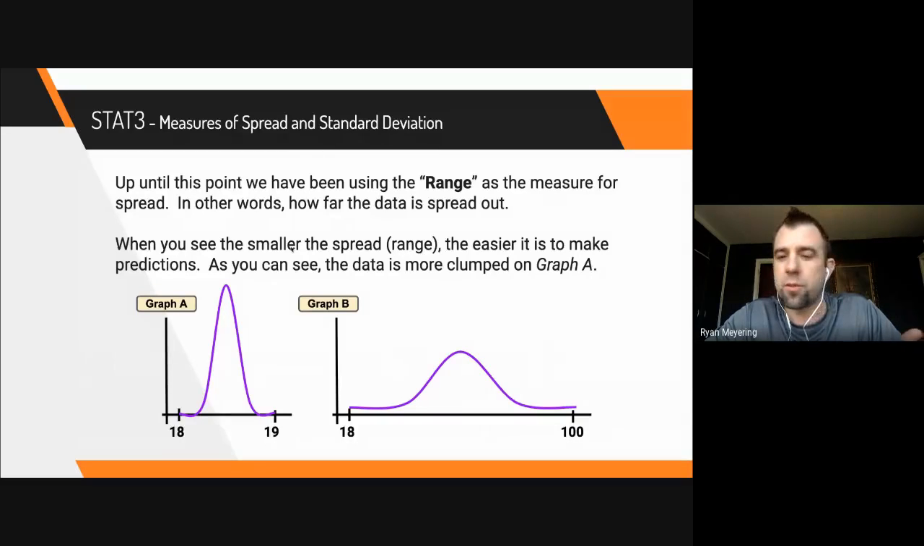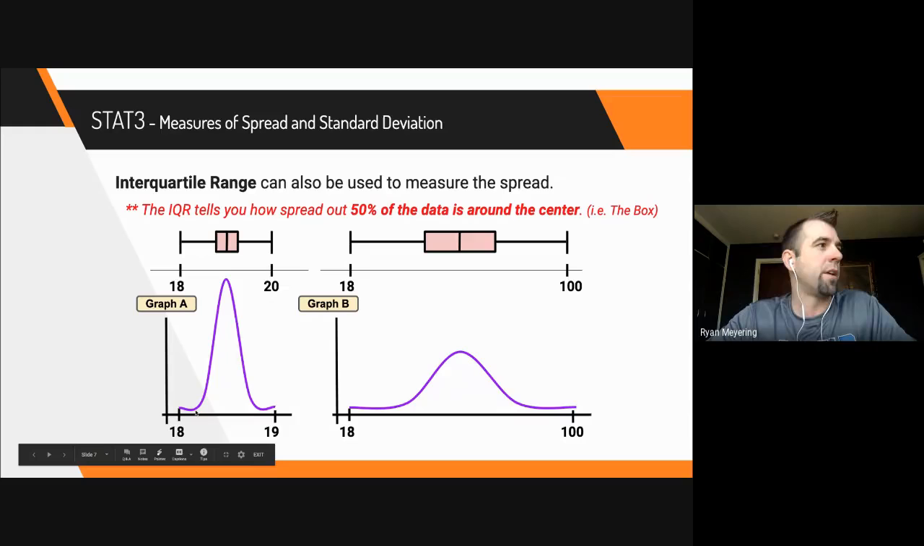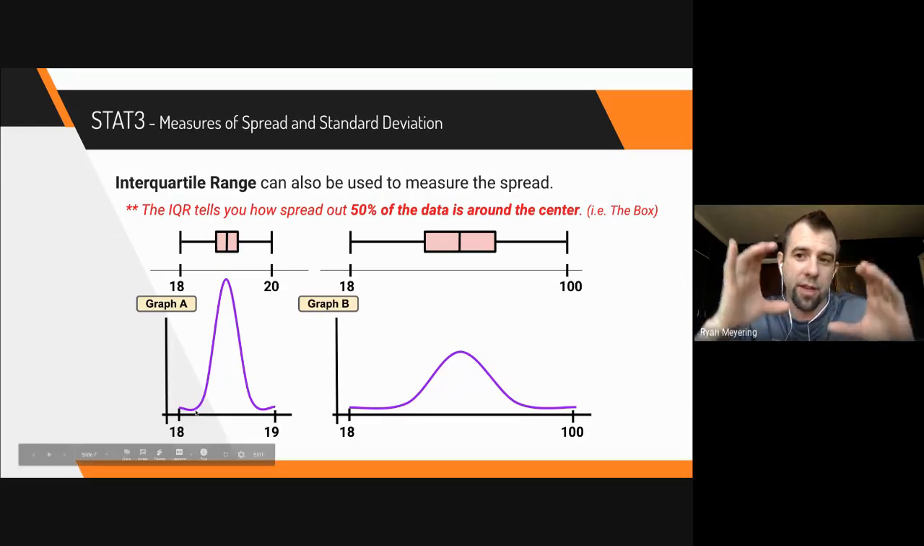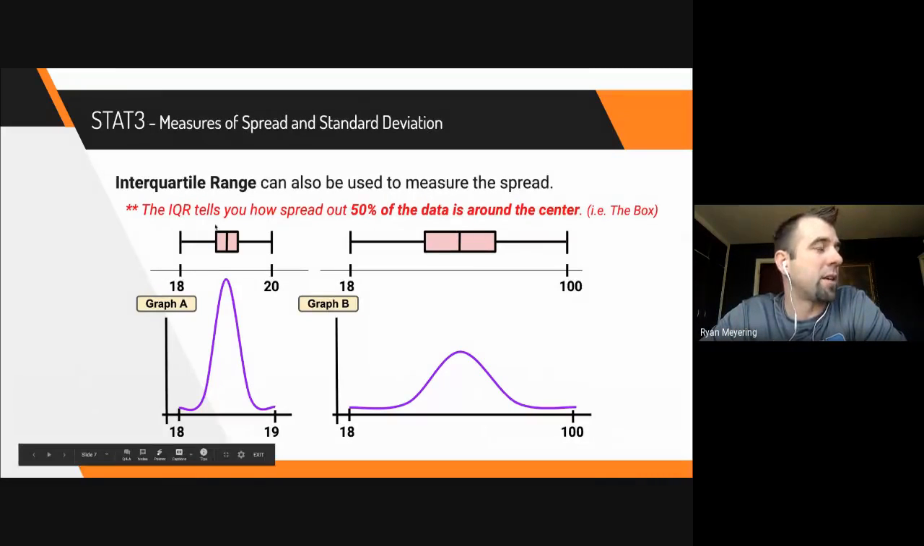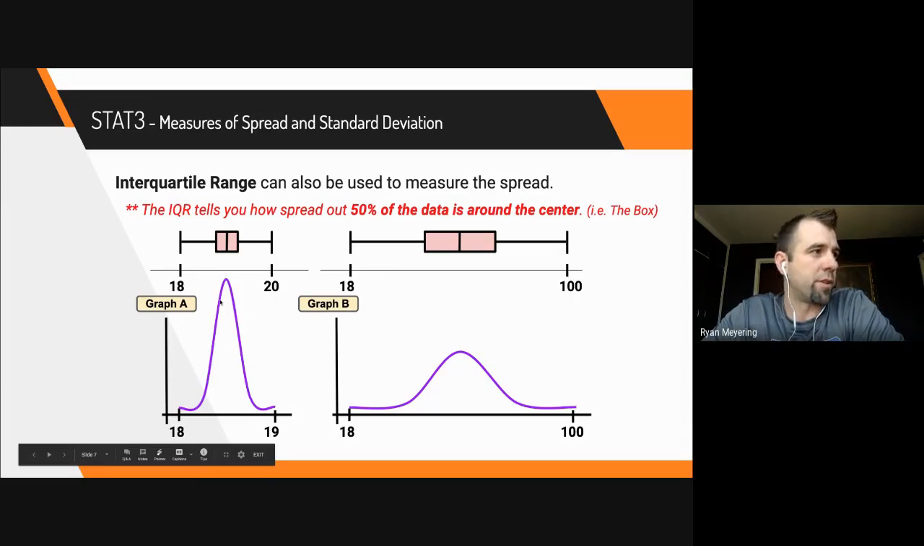Range can be used to determine spread. It's the minimum to the maximum. Obviously, if you have a smaller range from 18 to 19, you know where your data points are going to be versus 18 to 100. And so that's a way to measure that spread. We talked about interquartile range. That's that box in your box and whisker plot. Remember, it's 50% of that data is in that center region. And so these are the 2 box and whisker plots for those particular graphs that you have there.